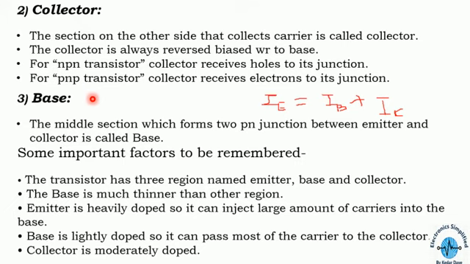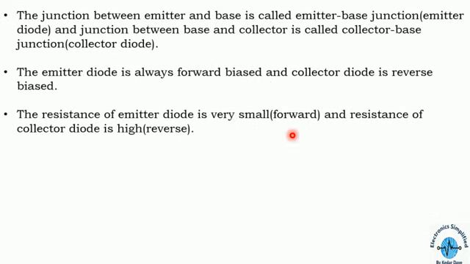Collector is moderately doped, but the emitter is always the highest. Mind one thing, that emitter will be in such conditions that it can supply both the base and collector regions. The junction between emitter and base is called emitter base junction, and the junction between base and collector is called collector base junction, or we can say emitter diode and collector diode, or emitter junction and collector junction.